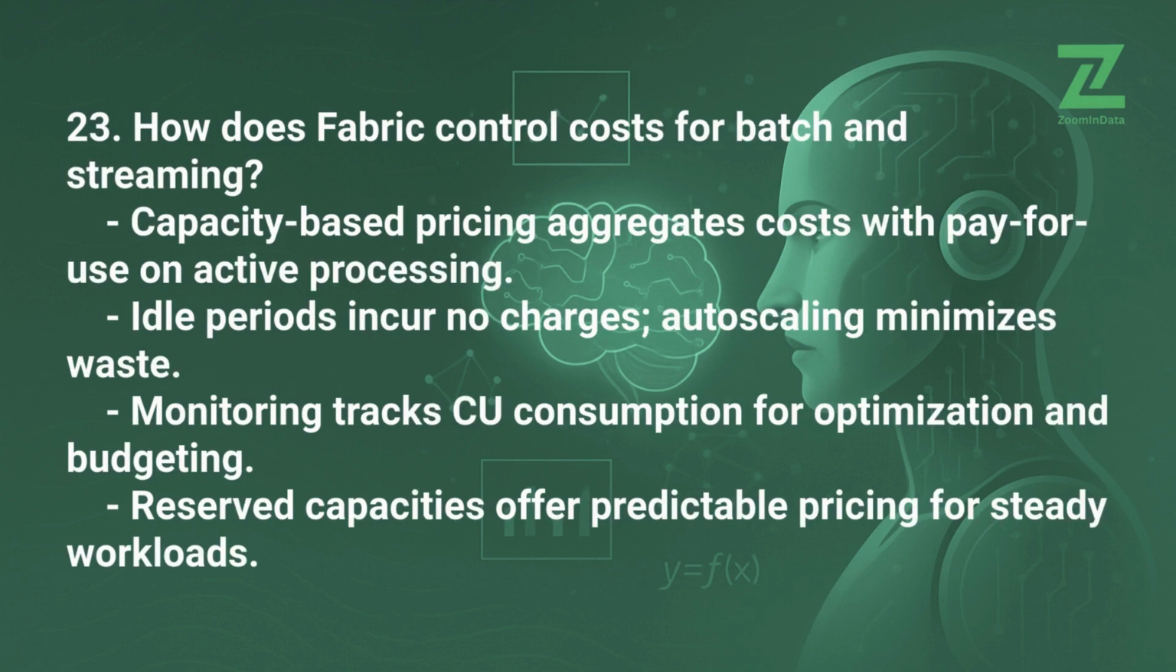23. How does Fabric control costs for batch and streaming? Capacity-based pricing aggregates costs with pay-for-use on active processing. Idle periods incur no charges. Autoscaling minimizes waste. Monitoring tracks CU consumption for optimization and budgeting. Reserved capacities offer predictable pricing for steady workloads.